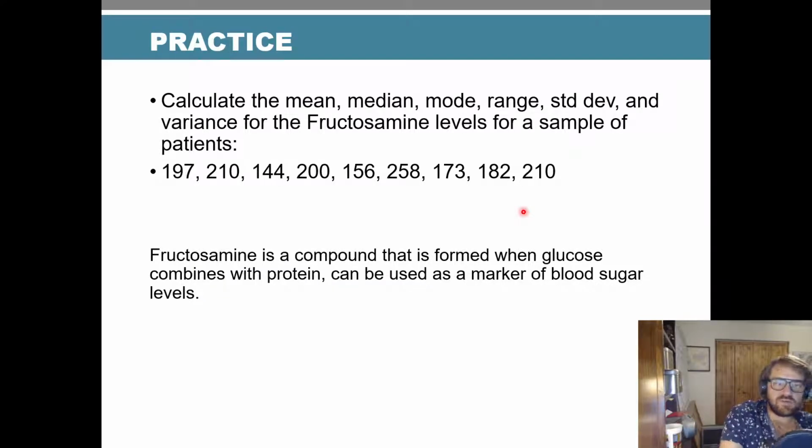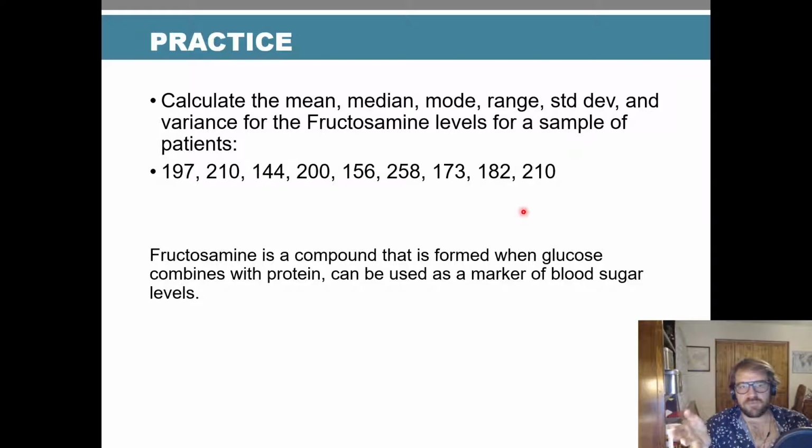What you're going to do is calculate the mean, median, mode, range, standard deviation, and variance for these numbers right here. These are fructosamine levels. Now, to give you a little bit of background, fructosamine is a compound that's formed in the blood. We use it as a marker of blood sugar levels. So this is something that you might use when you're running labs on somebody to look for blood sugar levels. Maybe you're looking for diabetes or something like that.